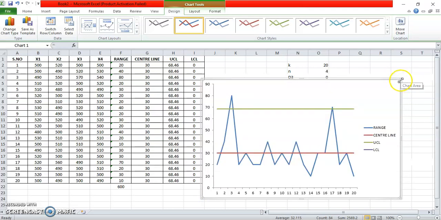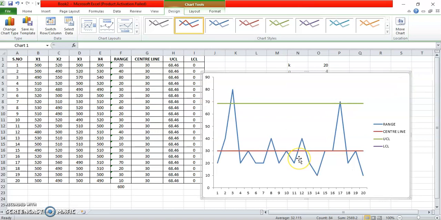As you can see from this line graph, your lower control limit is 0. That means this x-axis is your LCL, the lower control limit, and it's merging with the horizontal axis. This red line is your central line, which is basically the R bar. These blue lines are the range values, and this green line is your upper control limit.